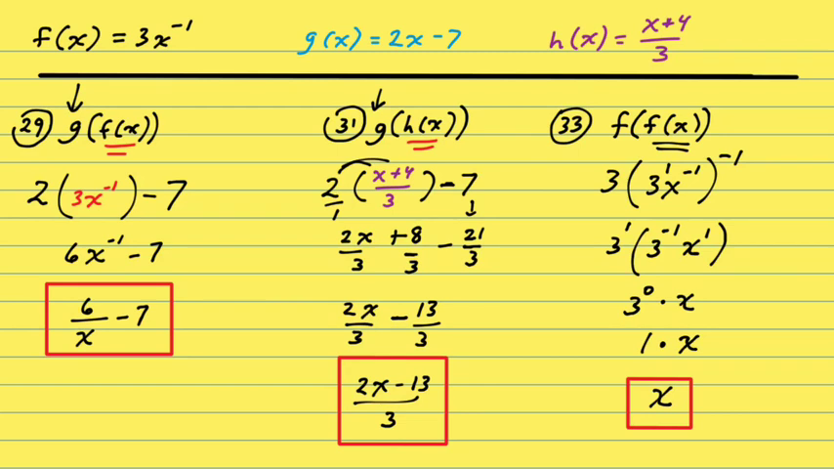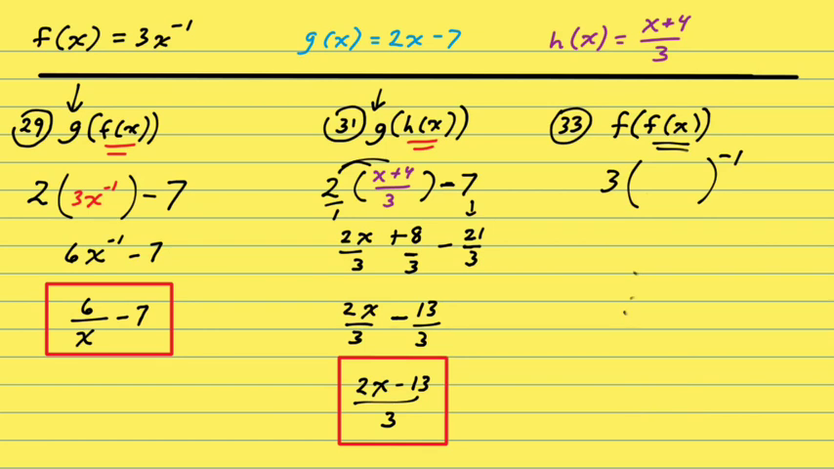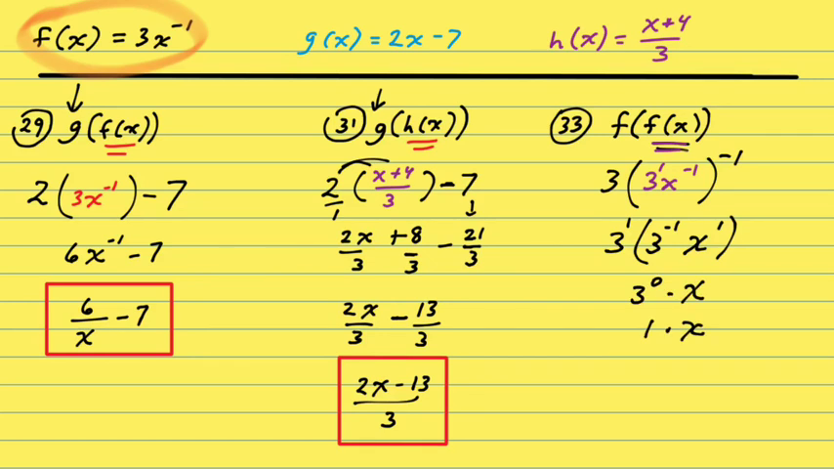So I replace the f. It's f of x. So I wrote the f function, which is this. Then I'm going to replace this with the middle part f of x, 3x to the negative 1. Again, power to a power, you multiply your exponents. And here, when you multiply, you add your exponents. So that'd be 3 to the 0, giving me a result of just x.